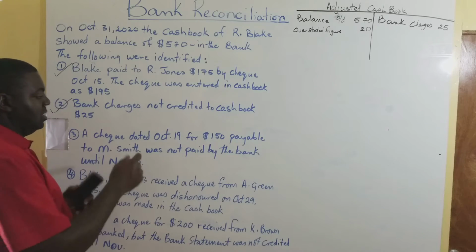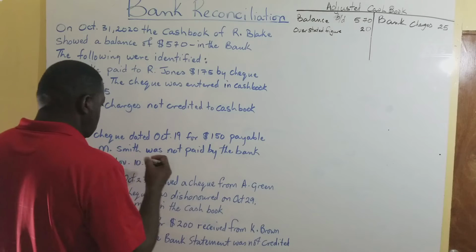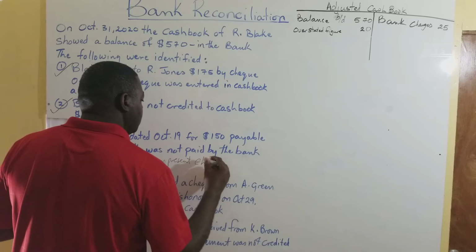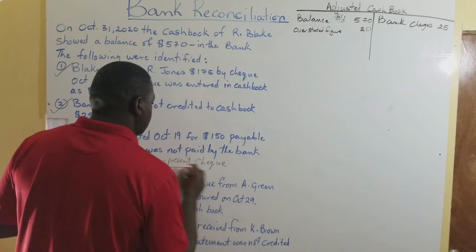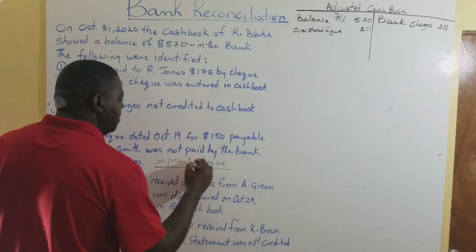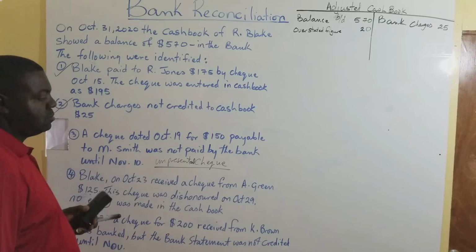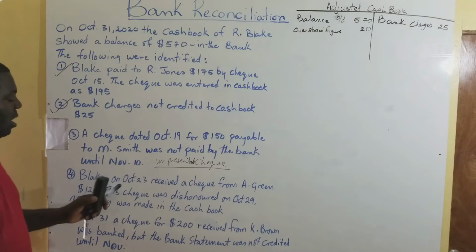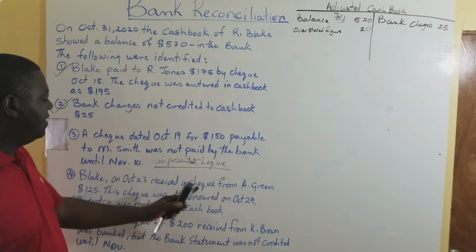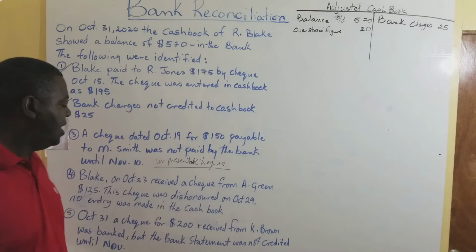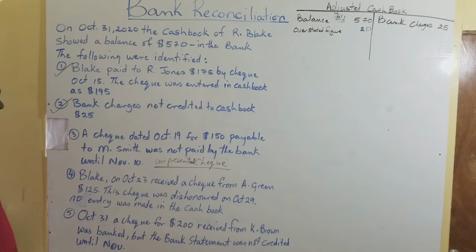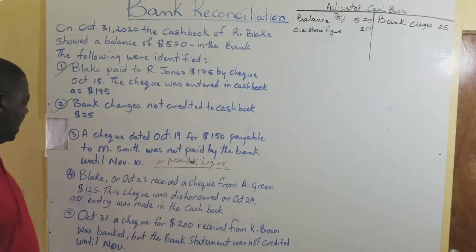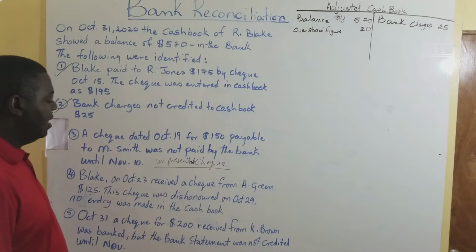So this check would have been considered to be our unpresented check. Unpresented check. All right, let's go to the next item. Blake on October 23 received a check from A. Green of $125. This check was dishonored on October 29. No entry was made in the cash book.